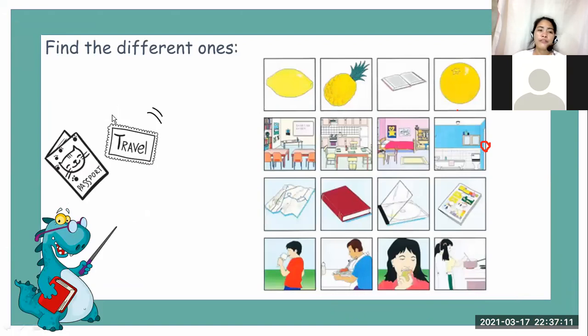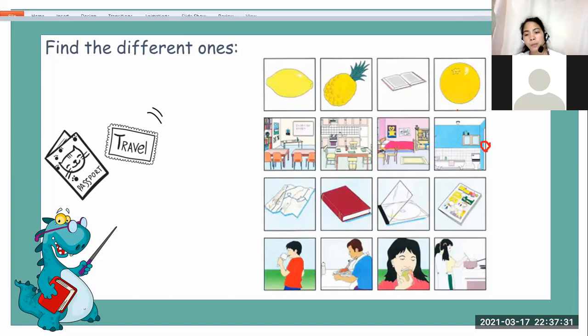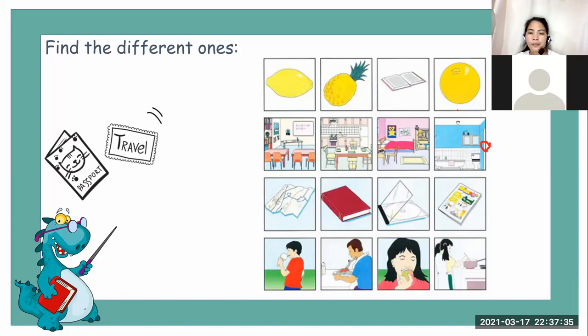Okay, next. Find the different ones. Look at what is the difference in the first picture. What is the difference? Yes, in the second picture: school. Okay, in the third picture: map. Okay, in the fourth picture: she eats an apple. Oh, are you sure? That is the difference? Okay.